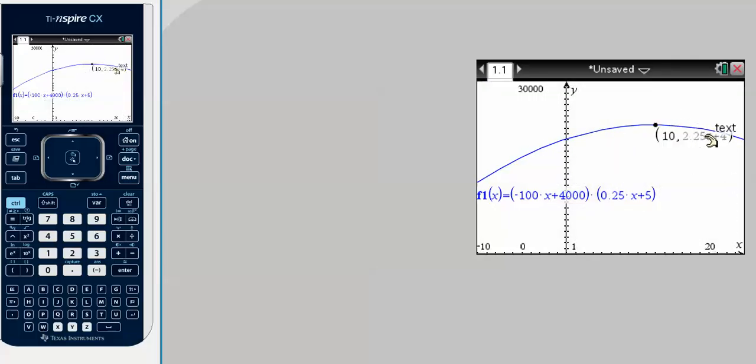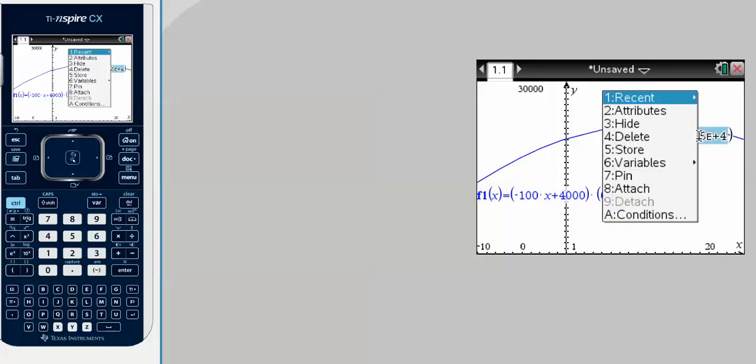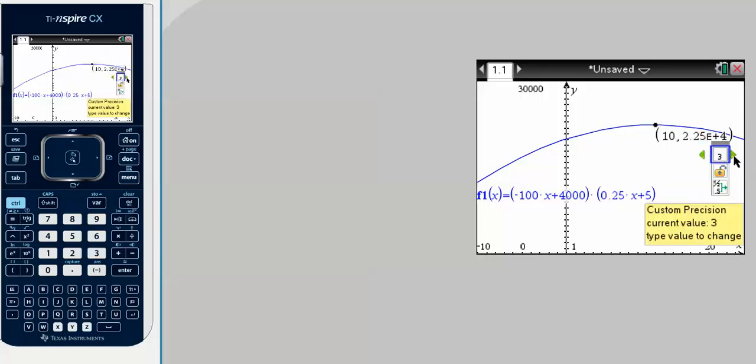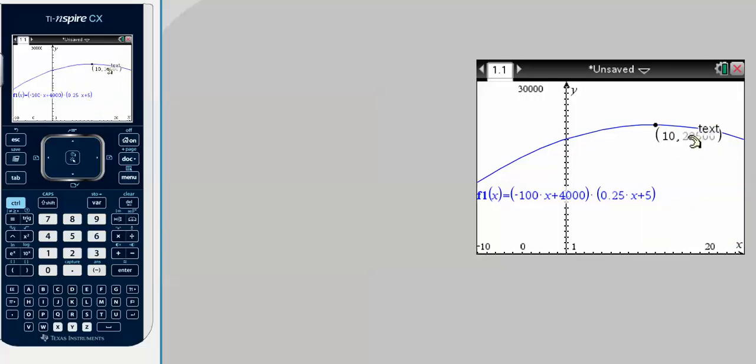Now, whenever you get numbers like 2.25 e to the plus 4, right? Whenever you get something like that, you just want to right-click on that and then go to Attributes. And then you can change the precision just by going up or down. So if we change it to go up, it actually gives us the number 22,500. So as you can see, that is the maximum for this graph.